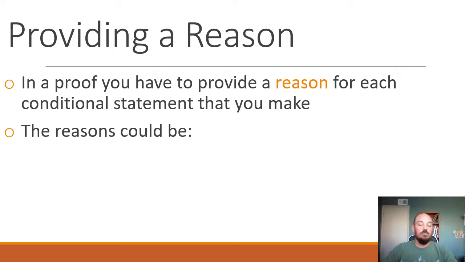Now, your reasons could be things like, number one, a definition. So an example would be, let's say I wanted to say, if an angle is a right angle, then it's 90 degrees. Now that's a true statement. My reason would be the definition of a right angle, because that is the definition of a right angle. So if your reason is just because that's what it is, then you say the definition.